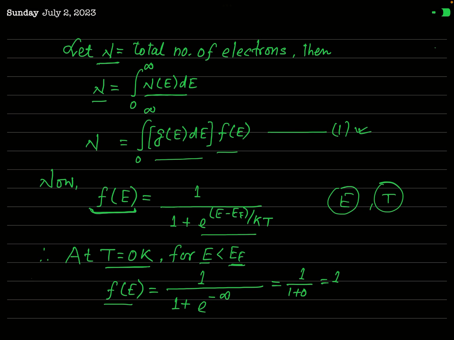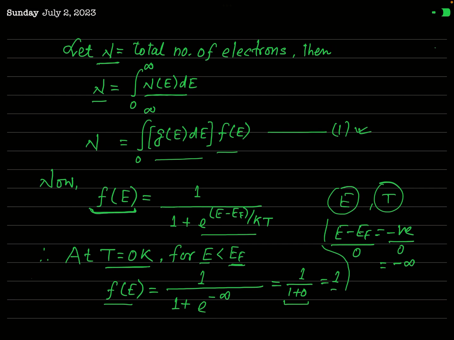Now see, since E is less than EF, so E minus EF will be something negative. And when you divide it by kT, but T is 0, so you will divide it by 0, and so this will be something negative divided by 0. You know that something negative divided by 0 will be minus infinity. So in this condition, the power on this exponential is minus infinity. But e to the power minus infinity is 0. So f of E will be equal to 1 over 1 plus 0, that is 1.